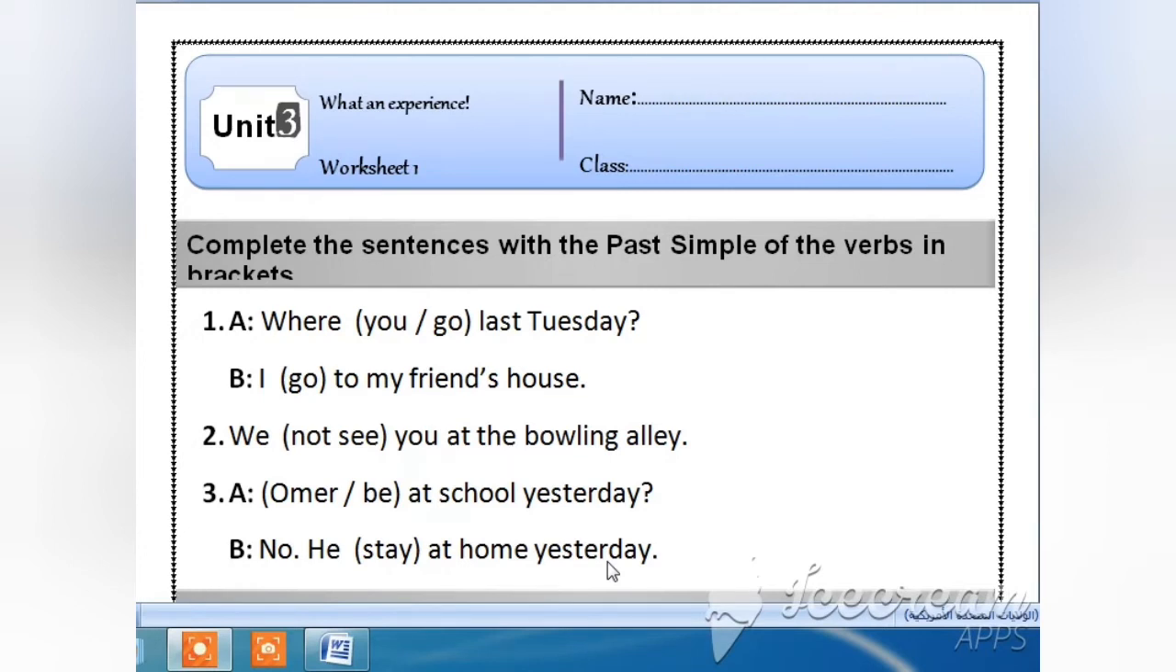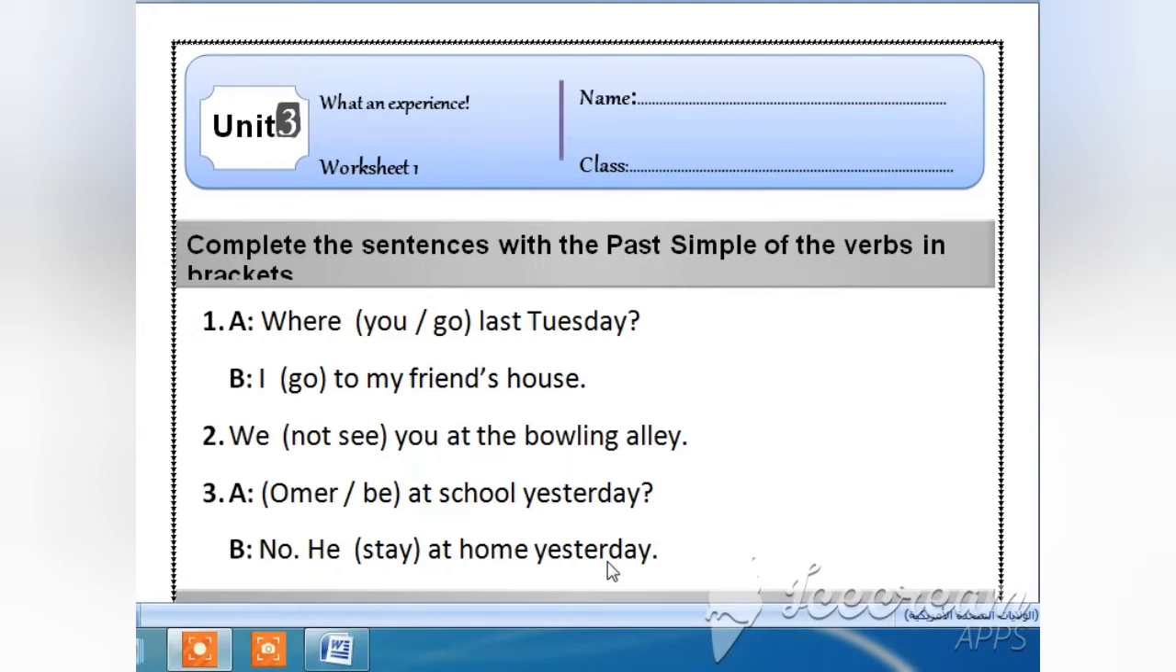We not see you at the bowling alley. Here the verb is see. This is a present simple. So we need to put it in the past. We didn't see you at the bowling alley.